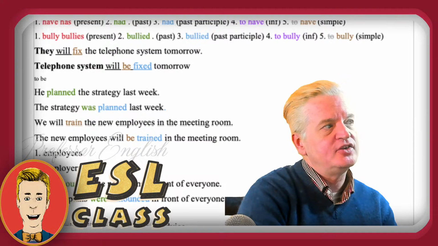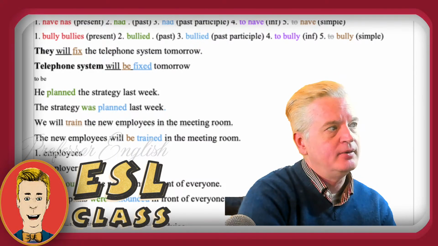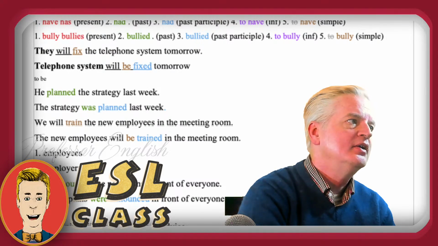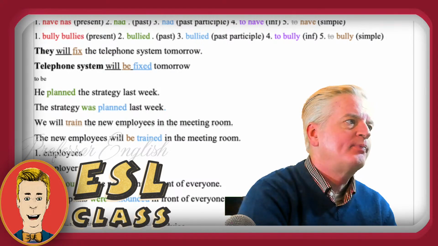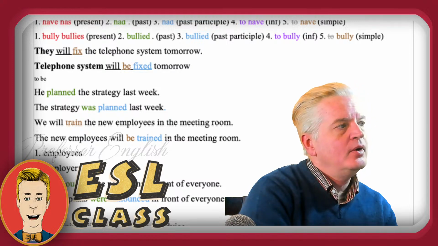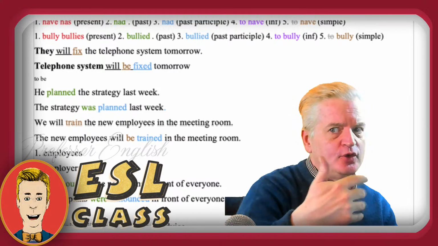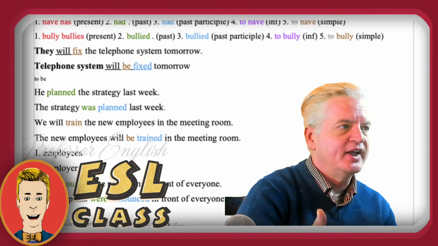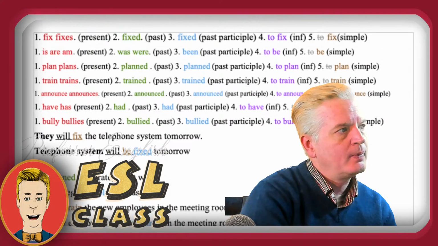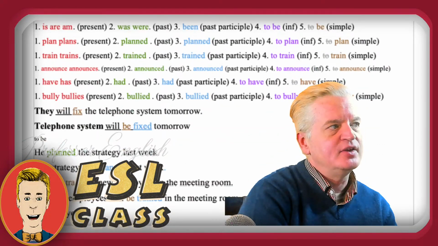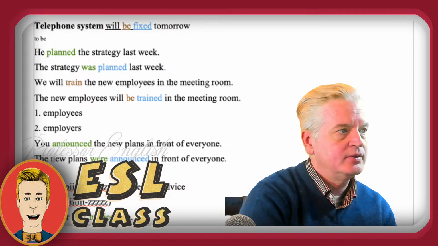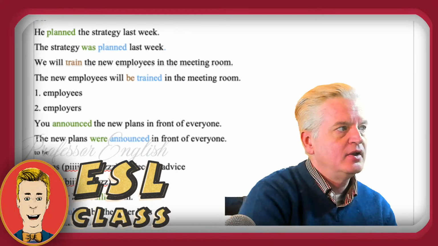But now the problem is we are missing green, because in the original sentence, he planned the strategy, planned is green. And because we're making it passive, we change planned to blue. We're missing green, and we use the verb to be to take its place. What is the green form of the verb to be? In this case, it will be was. The strategy was planned last week.